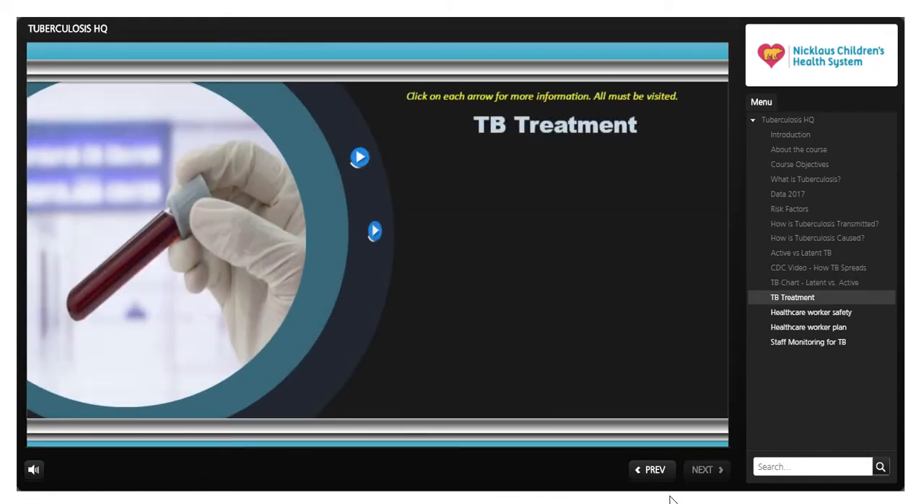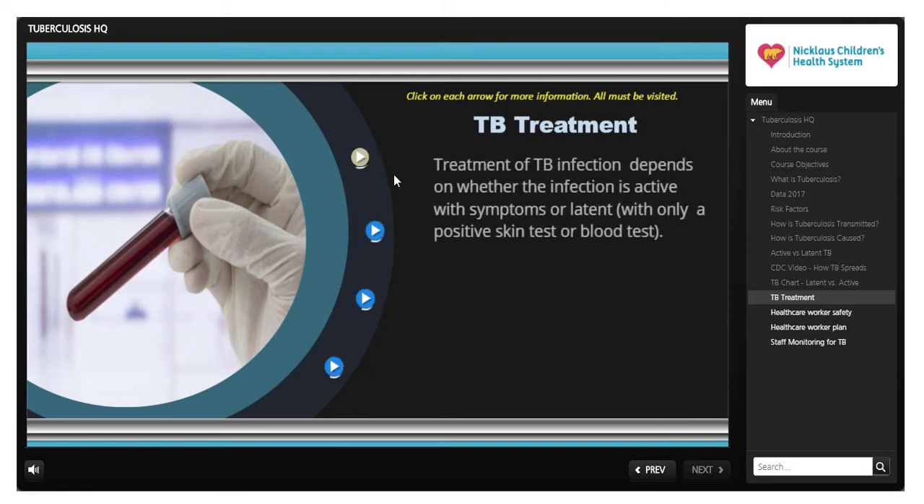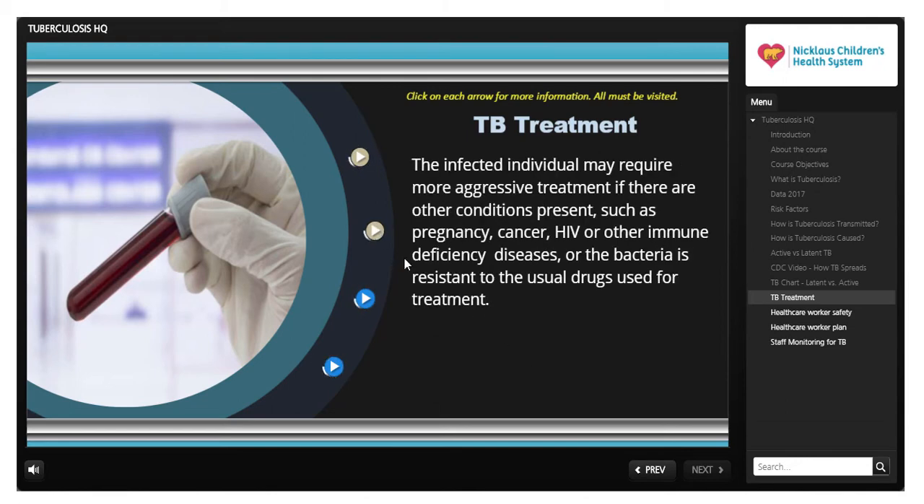TB treatment. Treatment of TB infection depends on whether the infection is active with symptoms or latent, with only a positive skin test or blood test. The infected individual may require more aggressive treatment if there are other conditions present, such as pregnancy, cancer, HIV, or other immune deficiency diseases, or the bacteria is resistant to the usual drugs used for treatment.